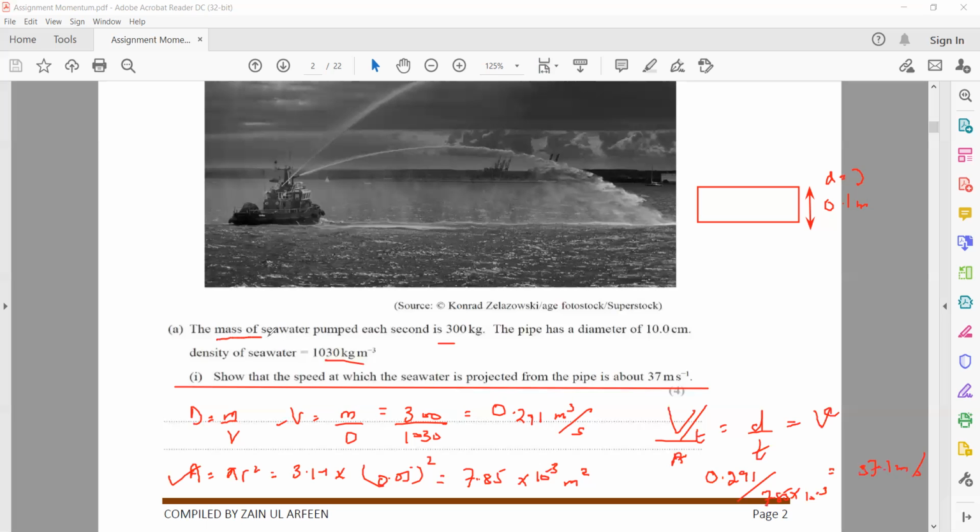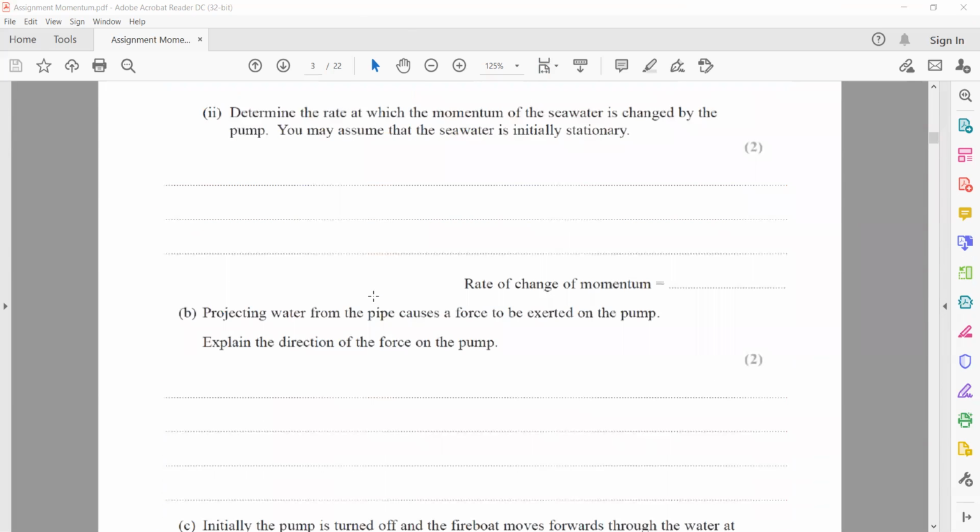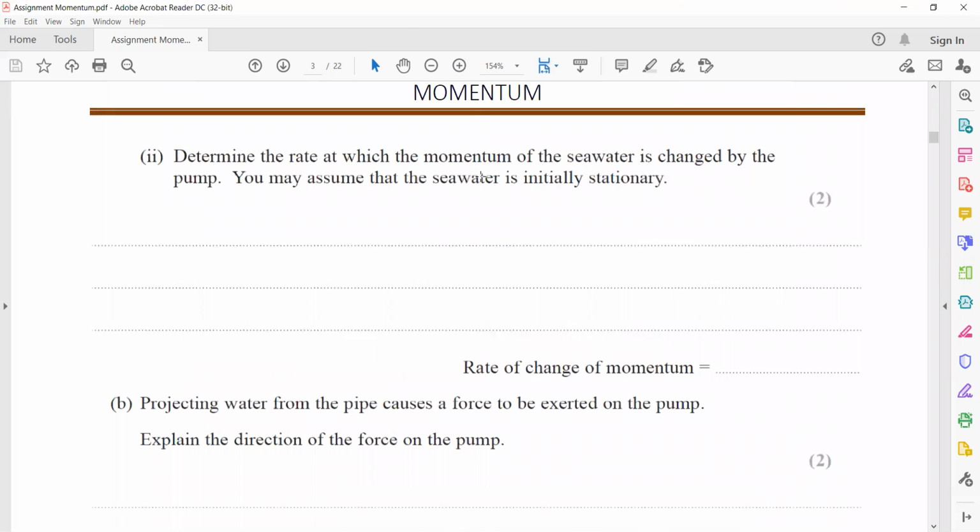Because the mass of seawater pumped each second, so it's not only the mass, it is mass per unit time, or mass divided by time. Determine the rate at which the momentum of the seawater changes by the pump. You may assume that the seawater initially is stationary. So the rate of change in momentum is what we want to calculate. Initially it is at rest, and the change in momentum is equal to final momentum minus initial momentum.